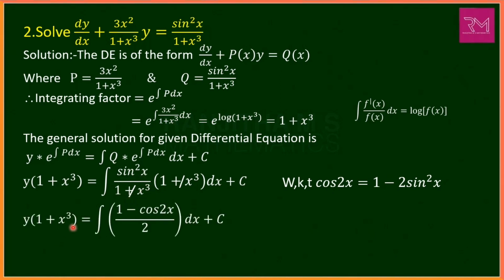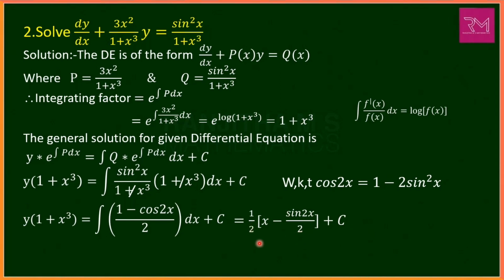Therefore y into 1 plus x cube is equal to integral of, in the place of sin square x, we can write 1 minus cos 2x divided by 2 into dx plus c. Here take 1 by 2 outside the bracket and simplify the integration for 1 minus cos 2x. We get 1 by 2 into, here integration of 1 into dx is x, minus integration of cos 2x, which is sin 2x divided by 2, plus c.